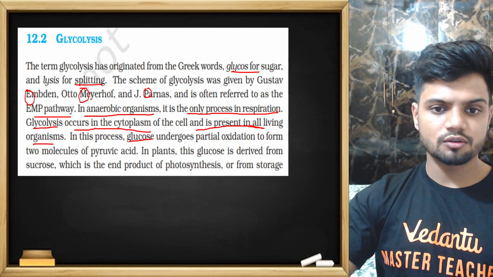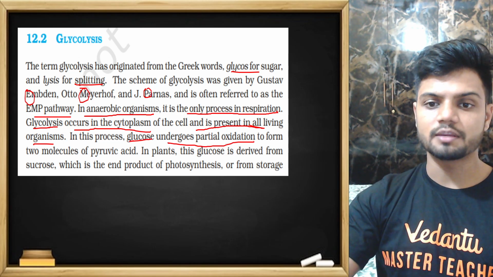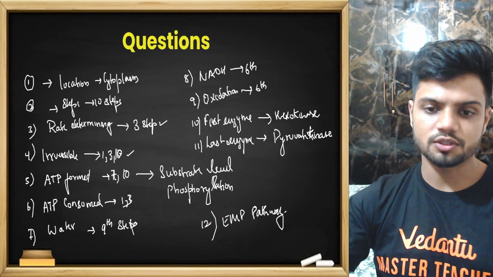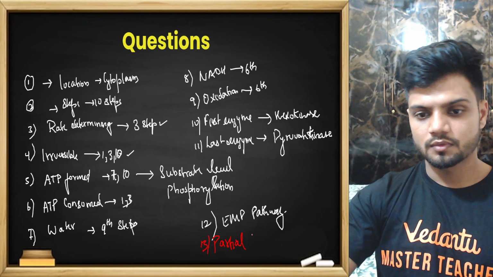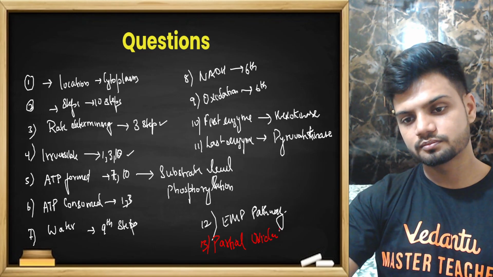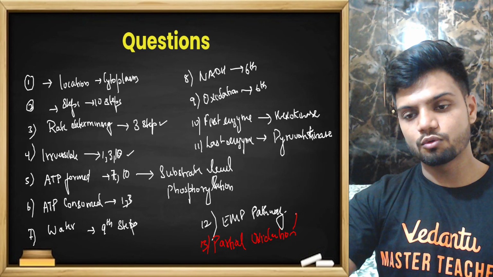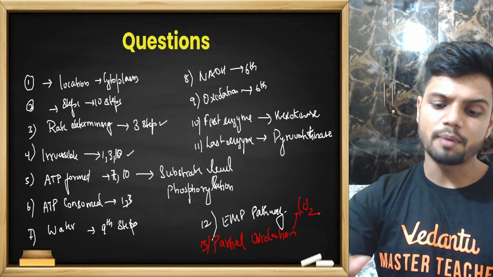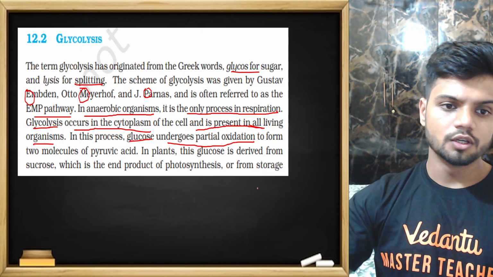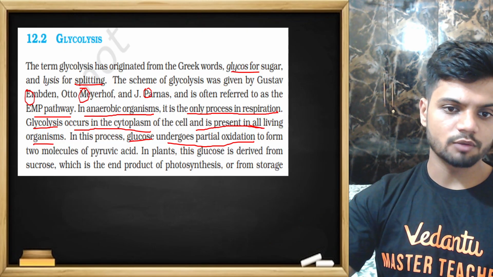In this process, glucose undergoes partial oxidation. Very important line. Partial oxidation. Why? Because CO2 is not evolved anywhere. Do you see anywhere CO2 evolved? No, CO2 is not evolved anywhere. So partial oxidation to form 2 molecules of pyruvic acid towards the end.